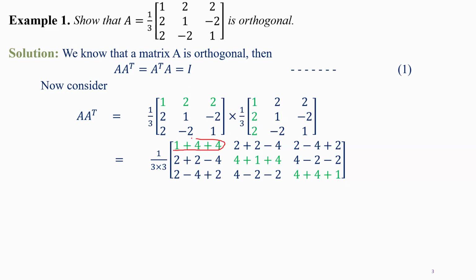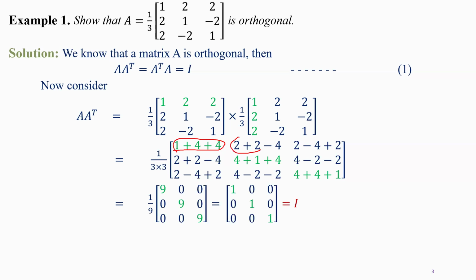Just look here: 1 plus 4 plus 4 is 9. 2 plus 2 is 4, 4 minus 4 is 0. Same thing, 2 plus 2 plus 4 minus 4 is 0. This is also 0, this is also 0, and the diagonal entries are 9 and 9. We have 1/9 into [9, 0, 0; 0, 9, 0; 0, 0, 9]. If we divide the whole matrix by 9, we get [1, 0, 0; 0, 1, 0; 0, 0, 1], which is equal to I.